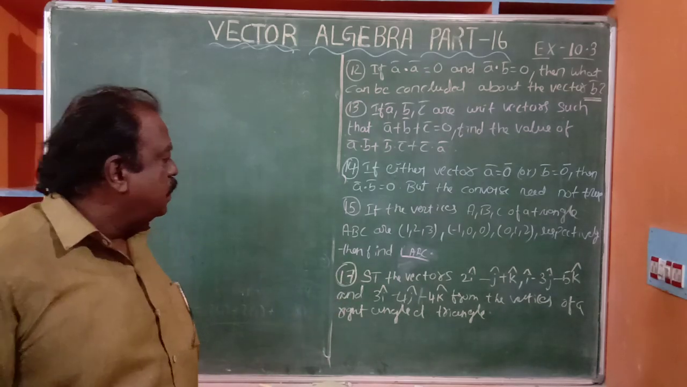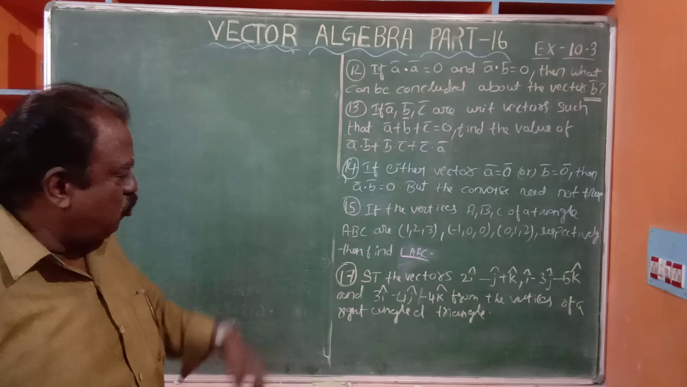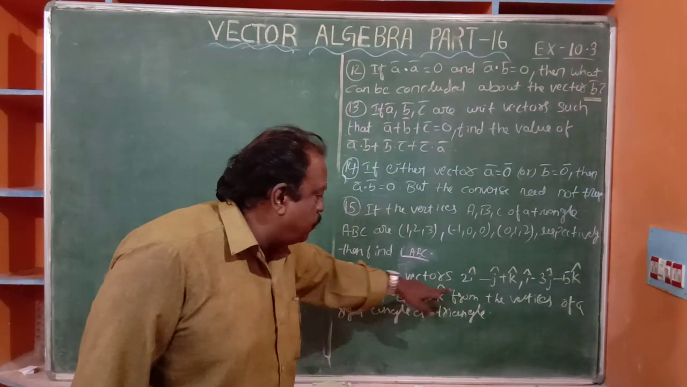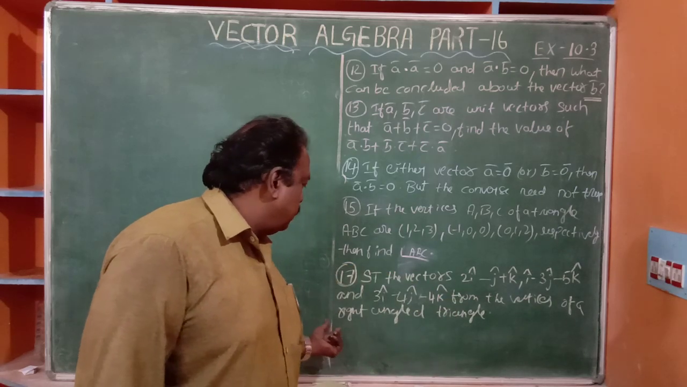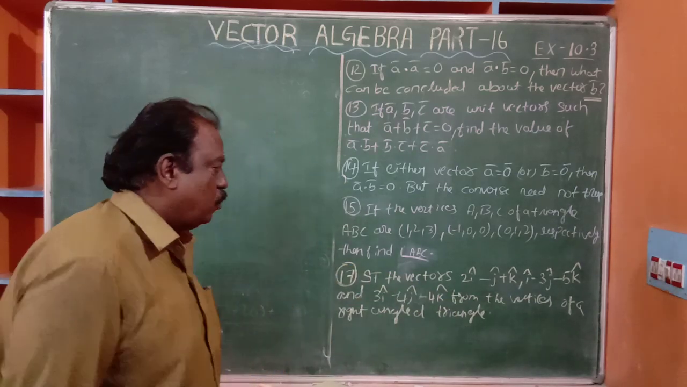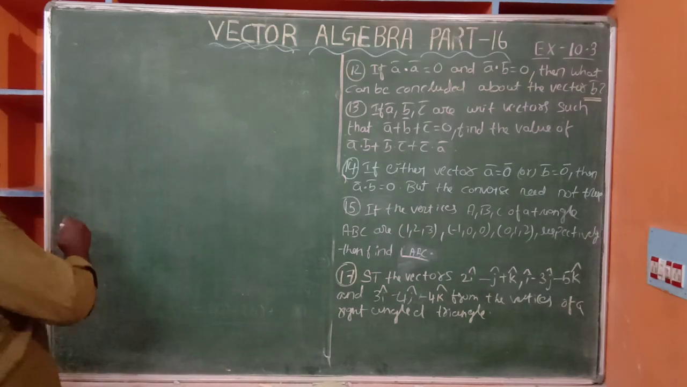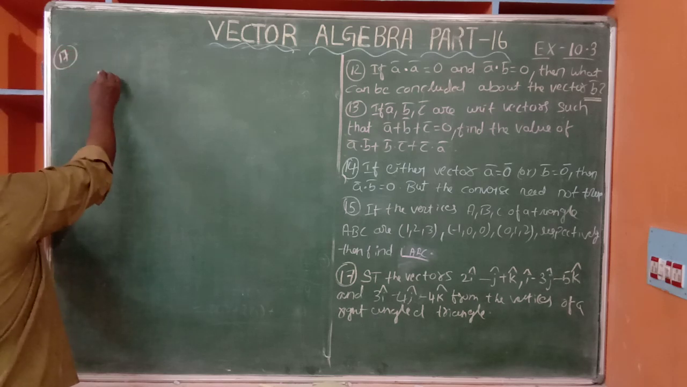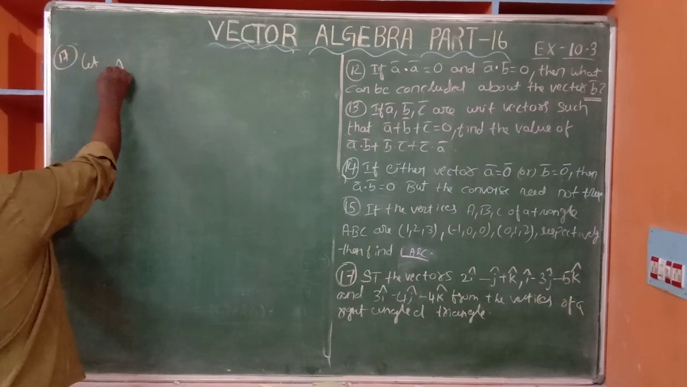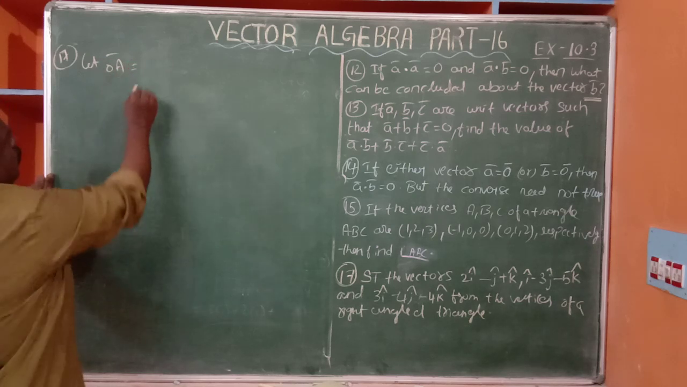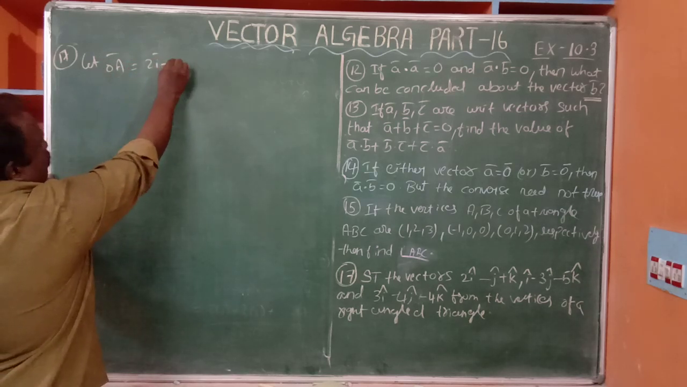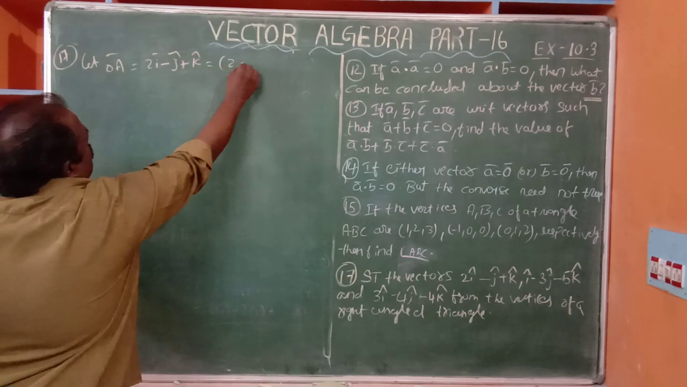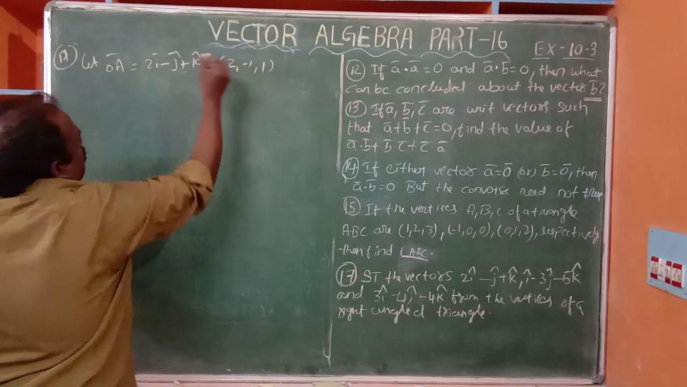Now the 17th problem. Show that the sum of the vectors is given: three vectors are given that can form the vertices of a right angle triangle. See, let A bar be the first one, 2I minus J plus K, that is 2 comma minus 1 comma 1.